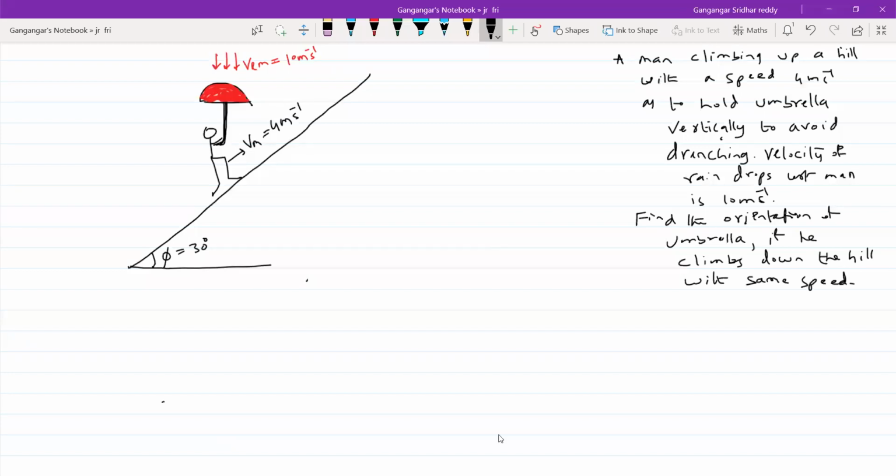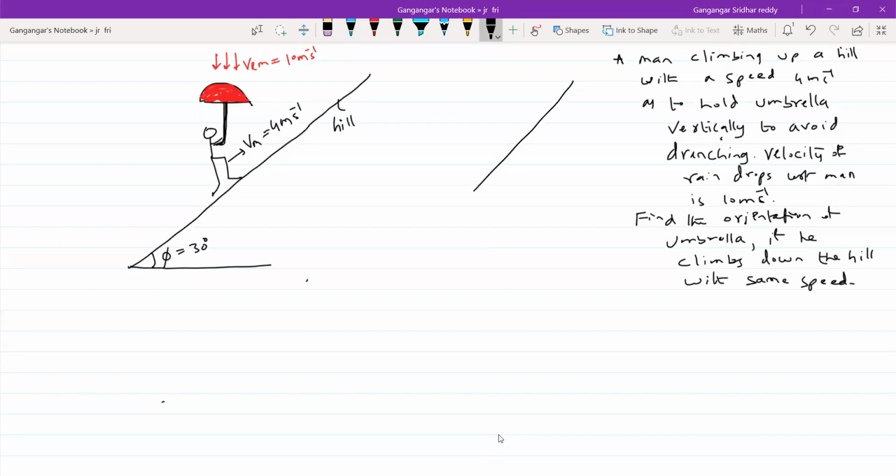A man climbing up a hill with a speed of 4 meters per second has to hold an umbrella vertically to avoid drenching. Velocity of raindrop with respect to man is 10 meters per second. Find the orientation of the umbrella if he climbs down the hill with the same speed. Look at the first diagram. This much is available for us. This is a hill, it appears as an inclined plane. What we don't know is the velocity of rain. So in the first case you have to calculate the velocity of rain. After getting the velocity of rain, we then calculate the velocity of raindrops with respect to man in the second part.